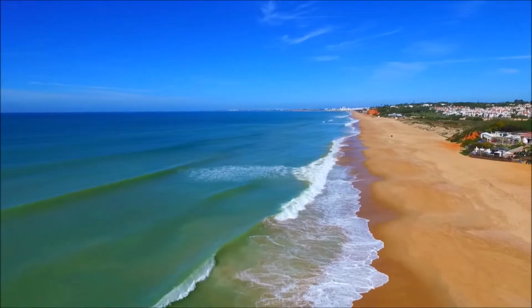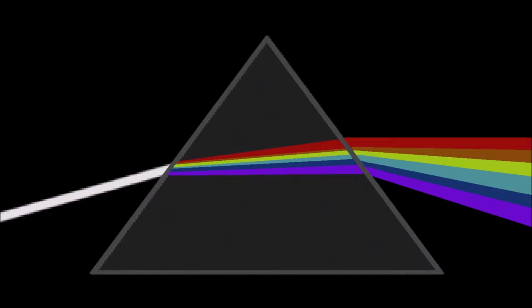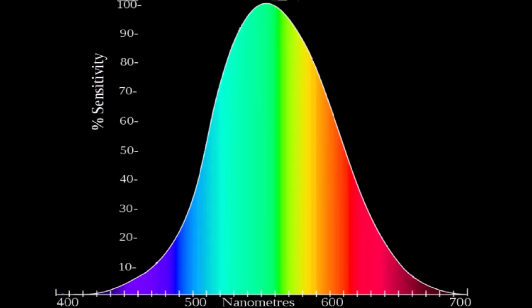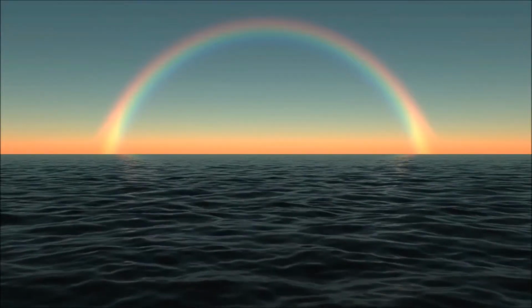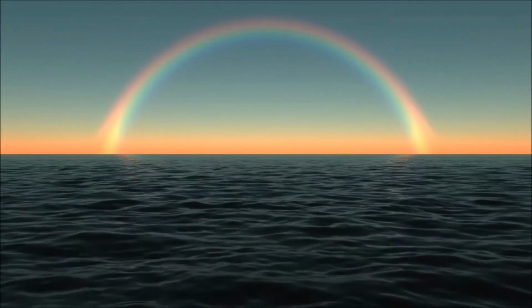When the sun is high in the sky, it produces white light. White light is a mix of all colors. When white light is put through a special kind of prism, the white light separates into all of its constituent colors. These colors are associated with different wavelengths of light, varying from 400 nanometers, which is blue light, and 700 nanometers, which is red light. When you see a rainbow, you see all the wavelengths of visible light.